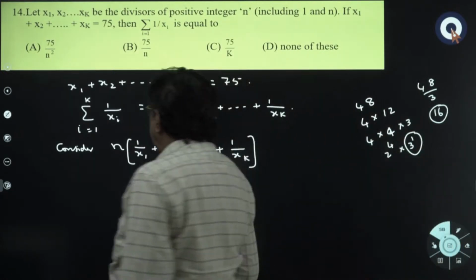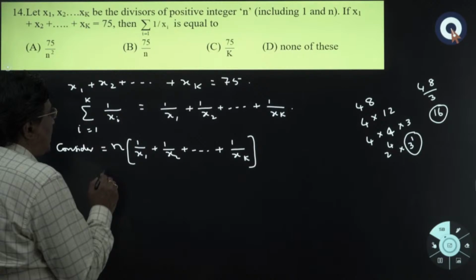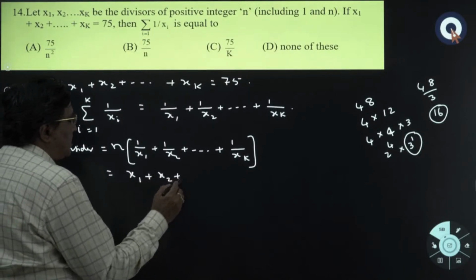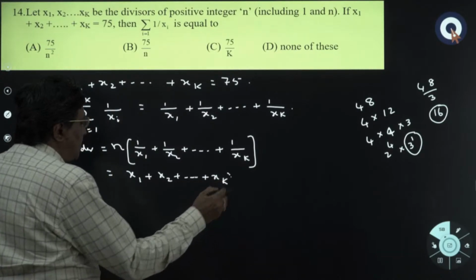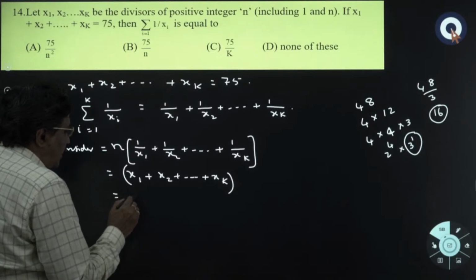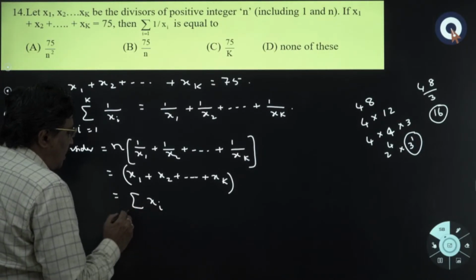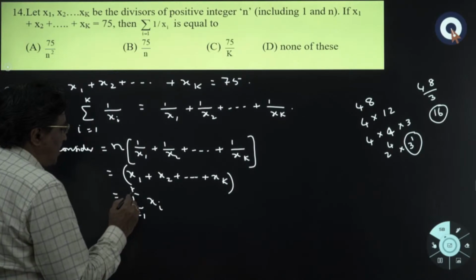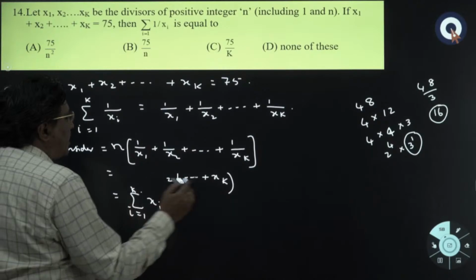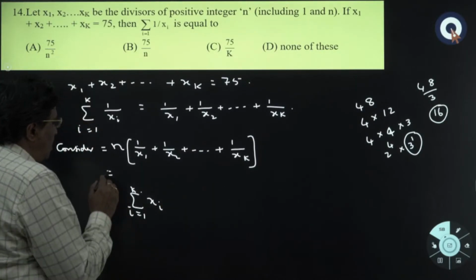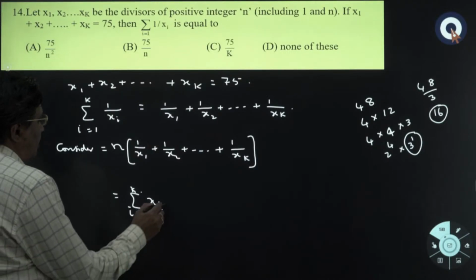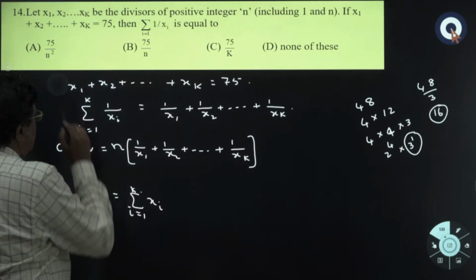So n by x1, n by x2, etc., this will become again x1 plus x2 plus x3 plus so on plus xk. It need not be in this order. It can be any order. So it is more correct if you write simply xi, i ranging from 1 to k. It is good to write like this, because we don't know in what order they come. So this becomes again the same thing, right?